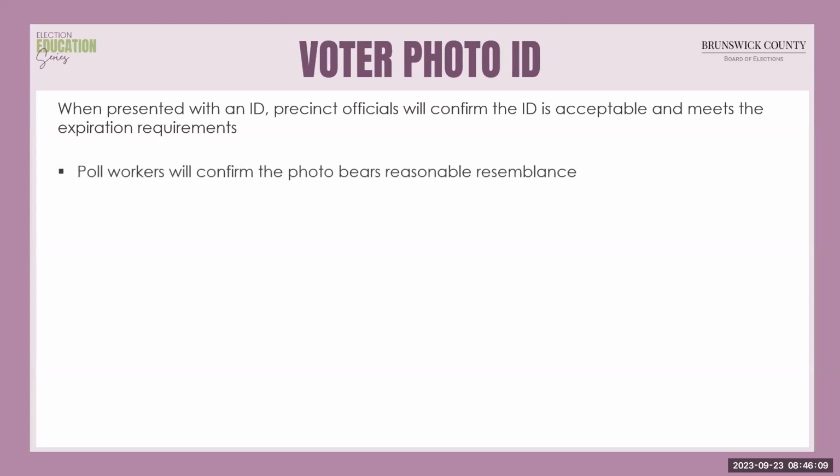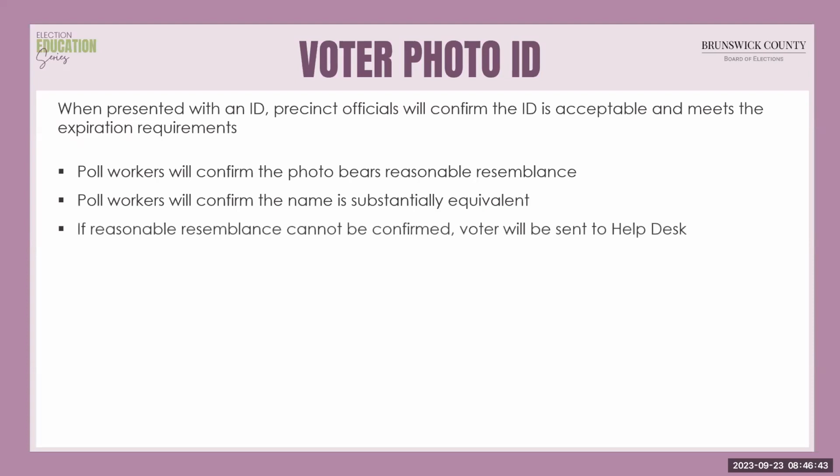The poll worker will confirm the voter bears a reasonable resemblance to the photo on the ID. They are confirming that the photo looks similar enough to the voter that the voter is the person on the ID. Poll workers are required by law to bear in mind that there are several reasons a person's appearance may have changed. They will also be verifying the name on the ID bears a reasonable resemblance and is substantially equivalent to the name in the voter registration database.